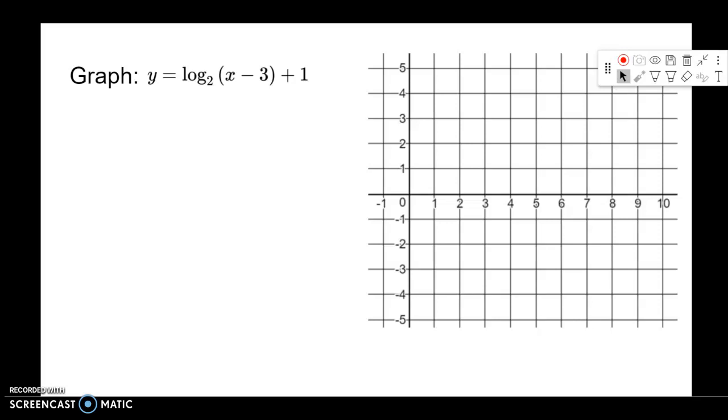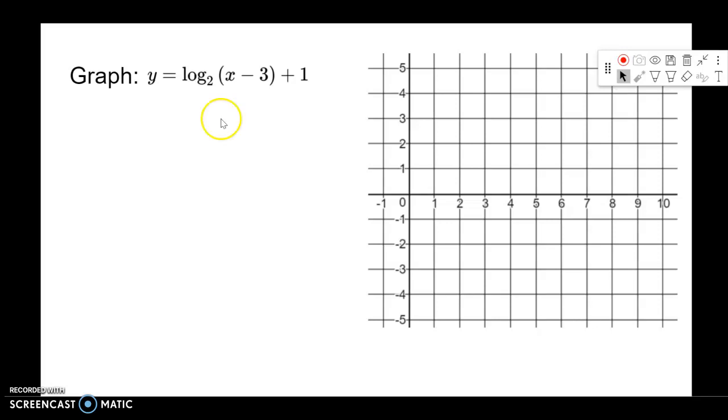Now we're going to try to graph some log functions with some transformations. Okay, so we're going to try to put it all together here. Name the parent, name the transformations, move those key points and that asymptote, and then make the graph, like we've done similarly in class.